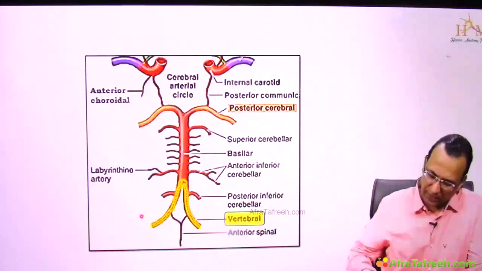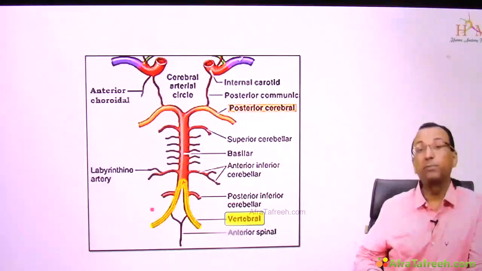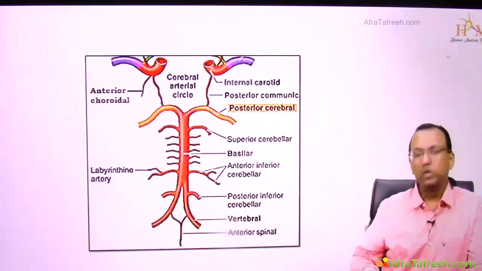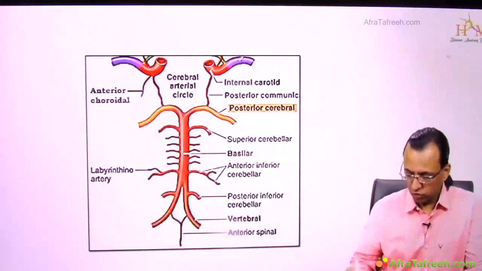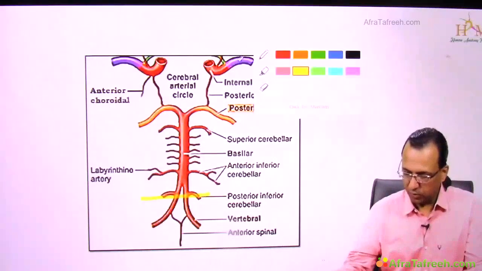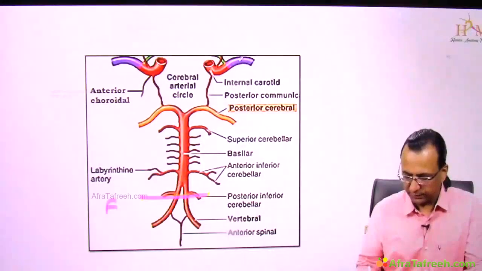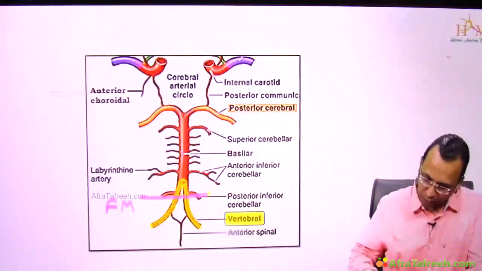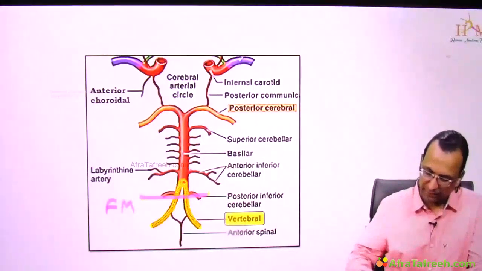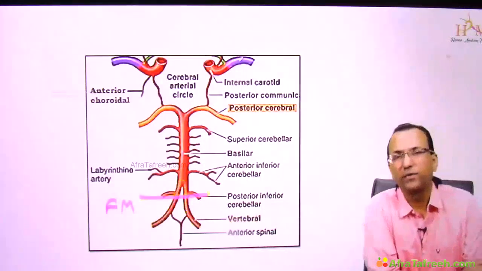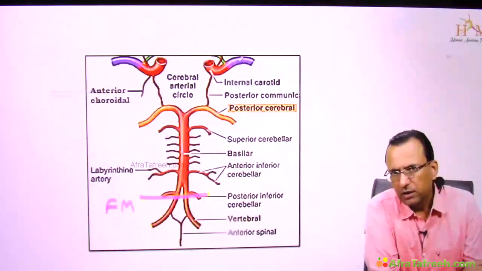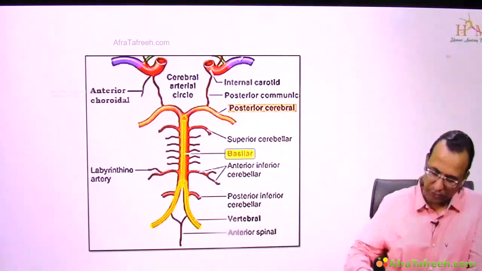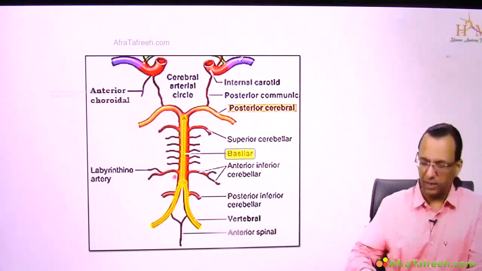As we have said, there are two vertebral arteries. They ascend up to enter the cranial cavity by passing the foramen magnum. So there are two vertebral arteries which will enter the cranial cavity passing the foramen magnum. What will they do after that? They will join to form the basilar artery at the base of the pons, on the front side of the pons.